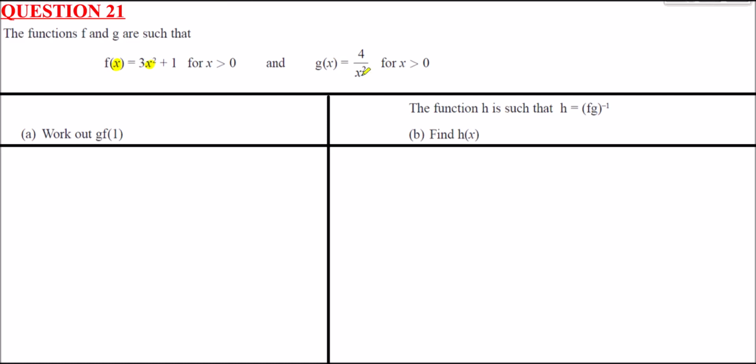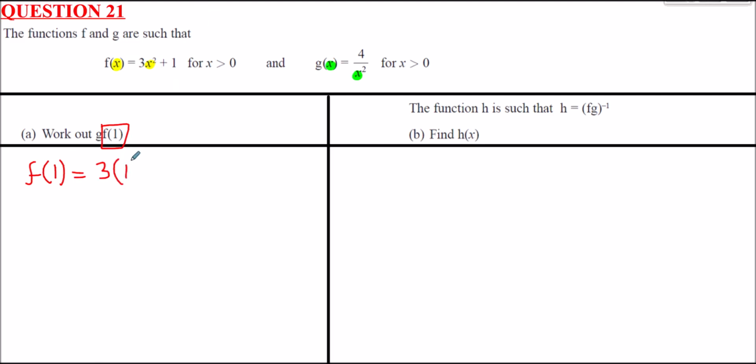The function g takes the input x, whatever x may be, squares it, then does 4 divided by whatever that thing squared was, for when x is bigger than 0. Here, gf of 1 means we do the function g to f of 1. You start from the outside and work backwards. So you're going to first of all need to do what f of 1 is. So what would f of 1 be? Well, if the input was x, it'd be 3 lots of x squared plus 1.